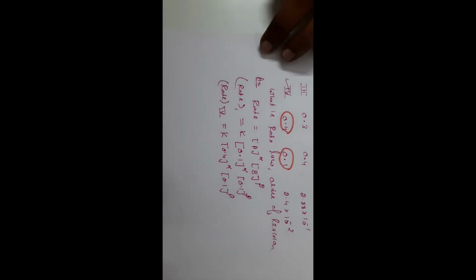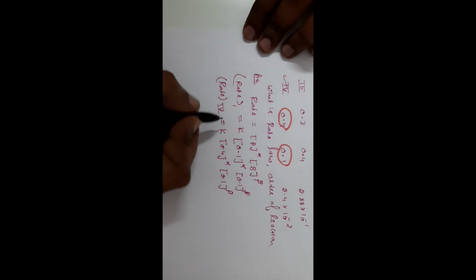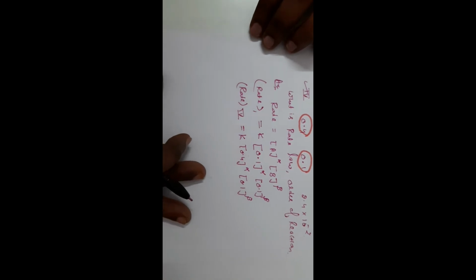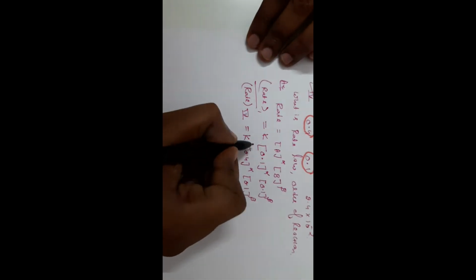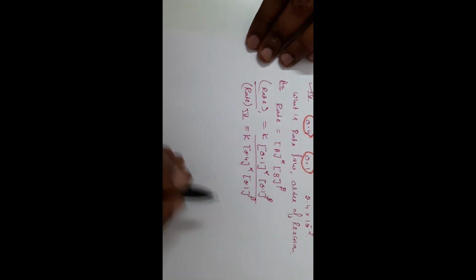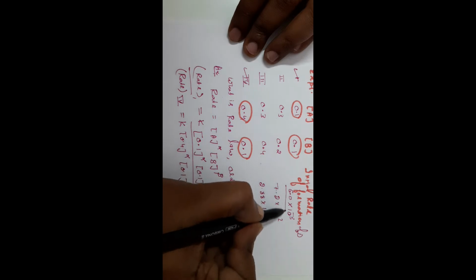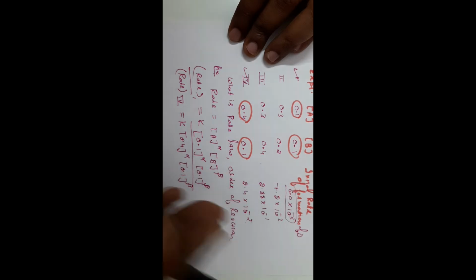Did you understand up to here? Now we have to divide rate 1 by rate 4. We have to divide like this. The rate 1 value we know very well. Rate 1 is 6.0 into 10 raised to power minus 3.